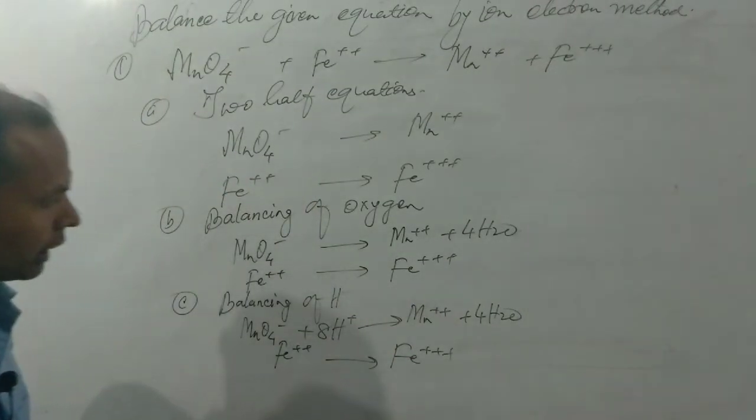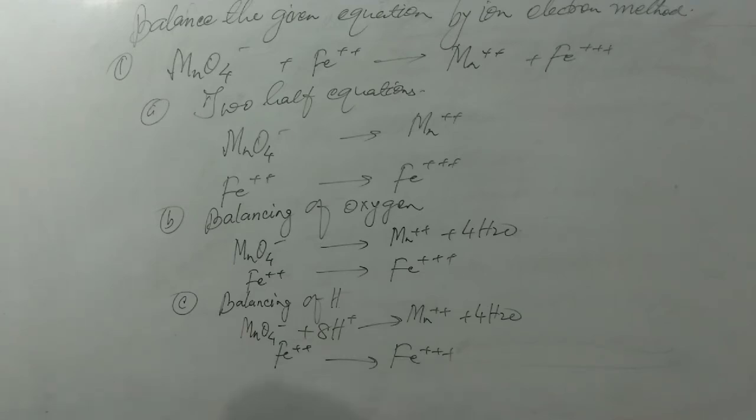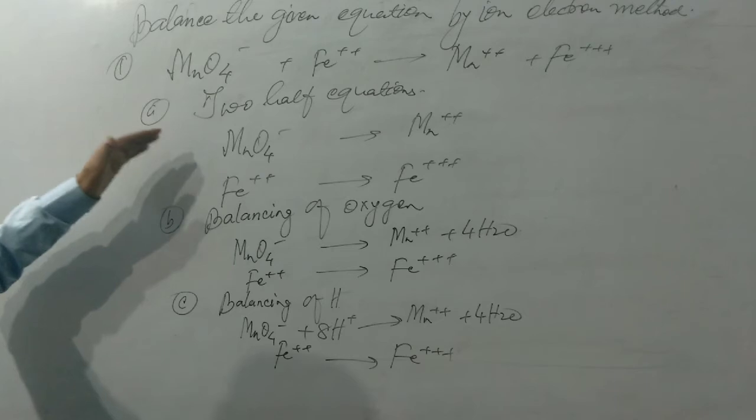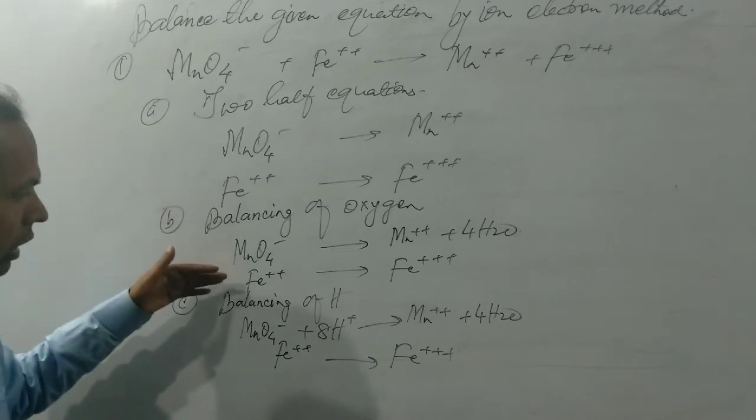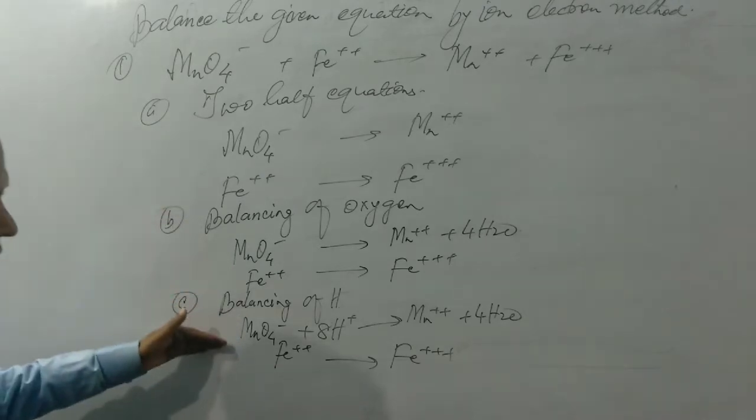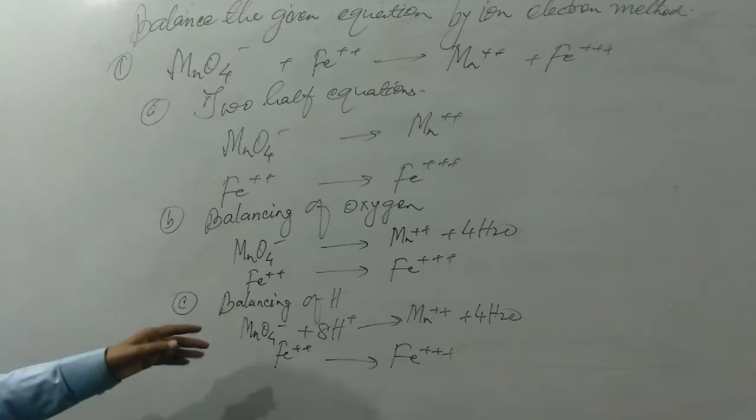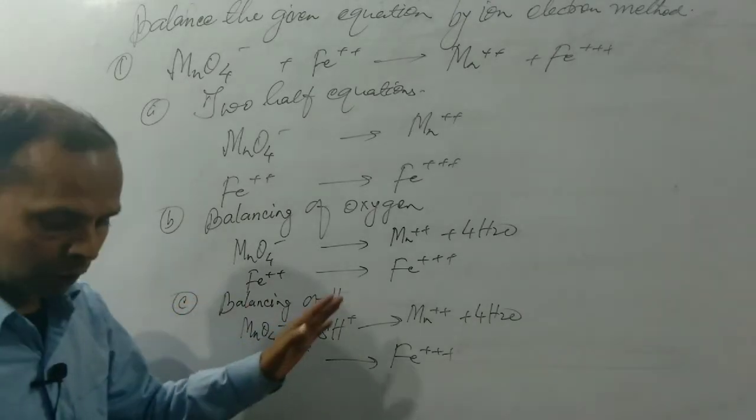This is the third step for balancing of redox reaction. The first step is the two half equations. Another step will be balancing of oxygen. Another step will be balancing of hydrogen. After balancing of hydrogen, we have to balance the number of ions.